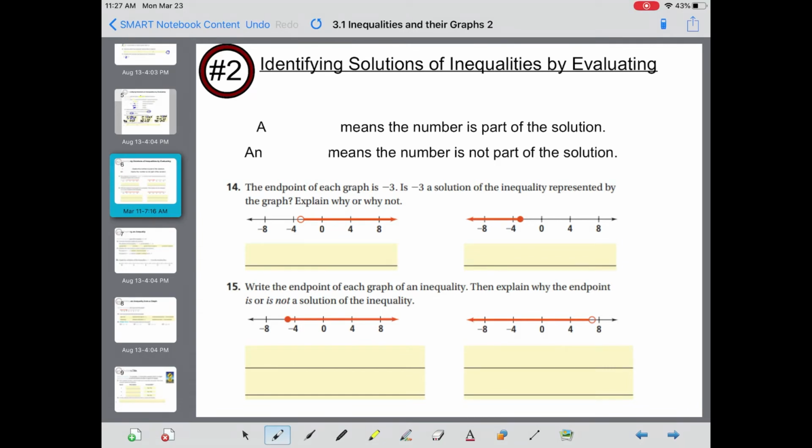Identifying solutions of inequalities by evaluating. So this is using number lines, okay? And on number lines, if you notice, we have some dots on the number line, and then we have an arrow trending in one of the directions. Okay? So if there is a closed dot, like this one, and like this one, that means the number is part of the solution. If there is an open dot, that means the number is not part of the solution. The endpoint of each graph is -3. Okay, so each of these spots are all -3.